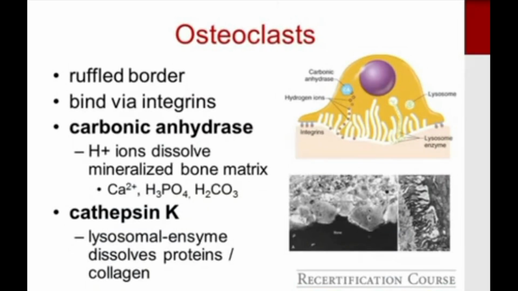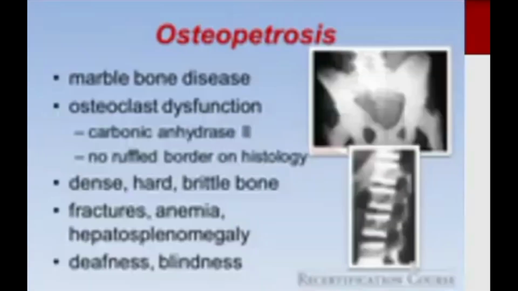There's two substances that I think are important for osteoclasts to remember: carbonic anhydrase and cathepsin K. The carbonic anhydrase helps to create hydrogen ions which dissolve the mineralized bone matrix. So this is how the osteoclast can break down the inorganic phase of the bone matrix into the respective minerals. Cathepsin K is a lysosomal enzyme which dissolves the proteins and collagen, or the organic phase of bone. So again, carbonic anhydrase dissolves the inorganic phase, and cathepsin K, the organic phase. These two are important for bone turnover.